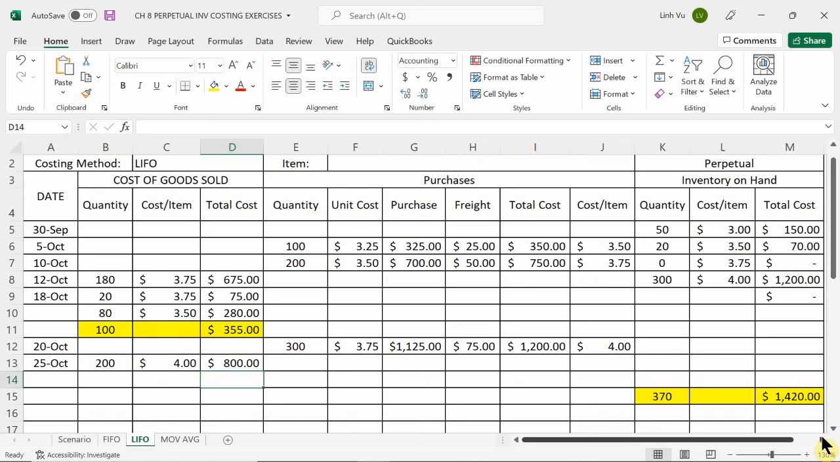Now I need to update my inventory because I don't have it anymore. So in this case, I only have, right, what's 200? It's 300 minus 200, you should have 100 left, right? 100 at $4 each gives you 400. Okay, good.